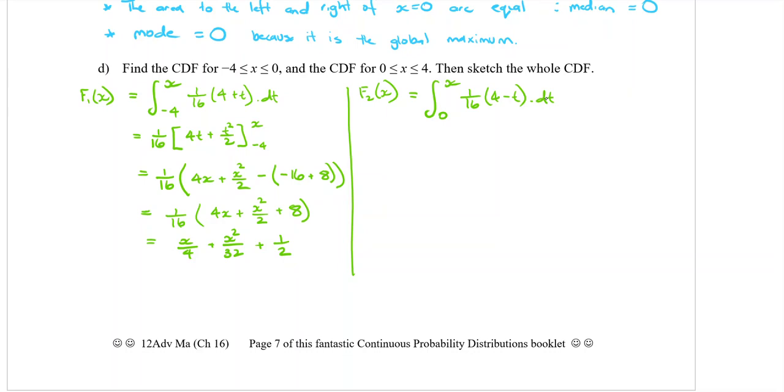Now, there is an extra catch here. If this has to add on to the last graph, how much probability has already happened? How much probability has already happened in the first one? Half of it. So we need to add on to here a half.